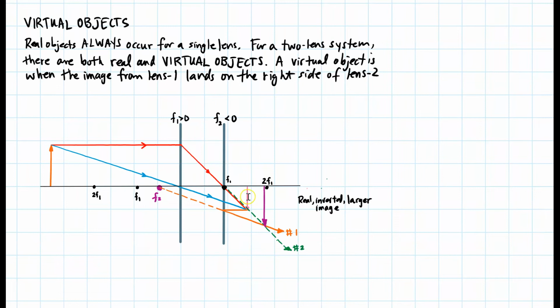So now with my pink virtual object, I'd start the same thing now. Ray 1 goes parallel, then goes through the focal point, and then I follow it into the right side of lens 2. Ray number 2 starts at the tip, goes through the focal point, and so therefore ray 1 and ray 2 cross, and I get this violet image that's inverted. It's going to be smaller than the original object, but it's going to be real because it's on the right side of lens 2.